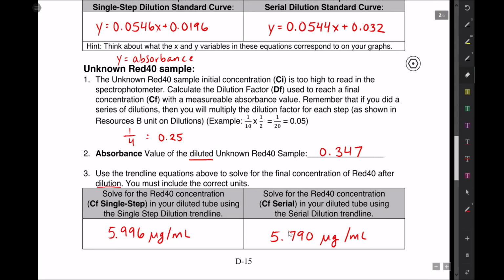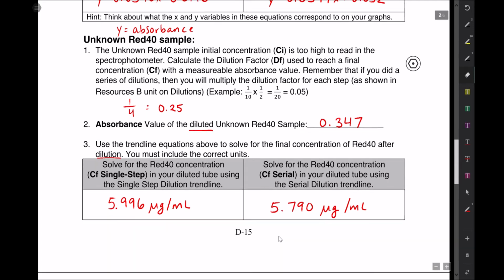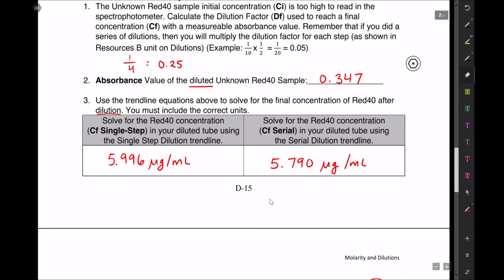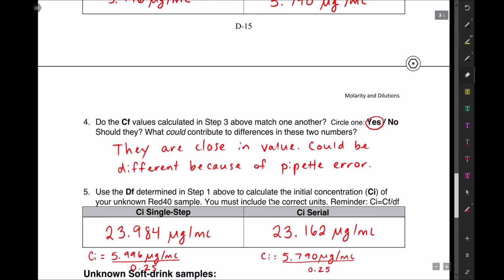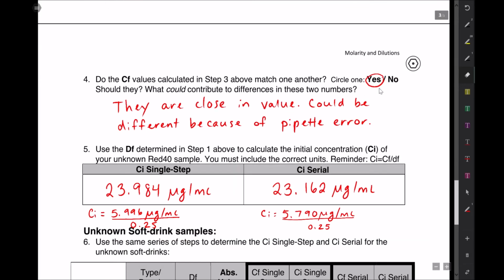And then for the serial, I just plugged this number into the serial dilution trendline. I got 5.790 micrograms per milliliter. So these values are not exact, but they're very similar. And so for number 4, the answer is yes, they are close in value. And the difference could contribute to several things. It could be pipetting error on my part or on the part of the pipette itself. It could be the difference in the spec, and several other reasons that I mentioned in class.